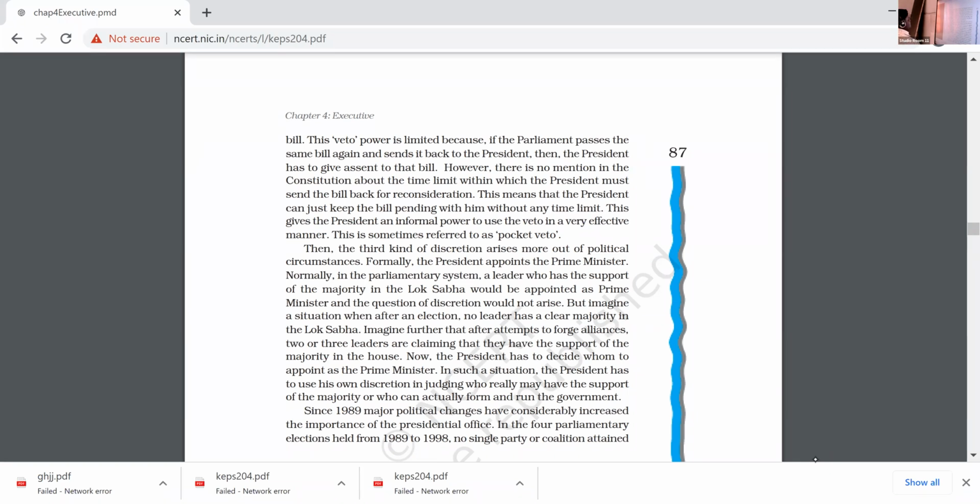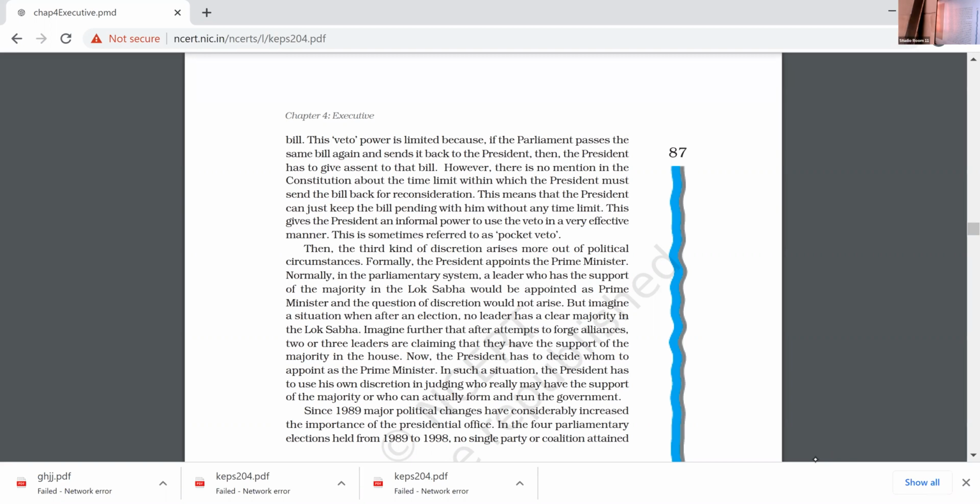Then the third kind of discretion arises more out of the political circumstances. So the third kind of discretionary power for the president is related to the political situations in the country. Formally, the president appoints the prime minister. Normally, in the parliamentary system, a leader who has the support of the majority in the Lok Sabha would be appointed as the prime minister, and the question of discretion would not arise.